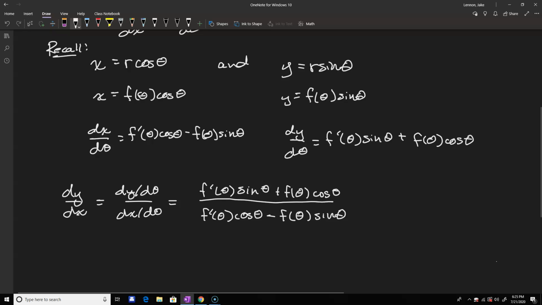Again, there's always pros and cons to working with some things. In some cases, some of the graphs have simpler equations when we use polar coordinates, but now we see that the tangent line computation can be a bit more complicated here. So let's go ahead and look at an example.